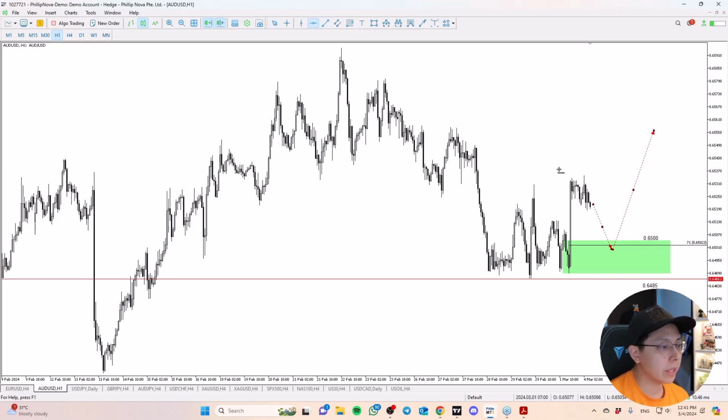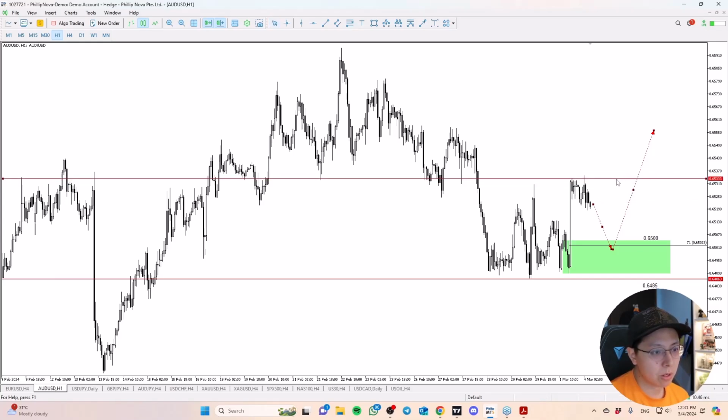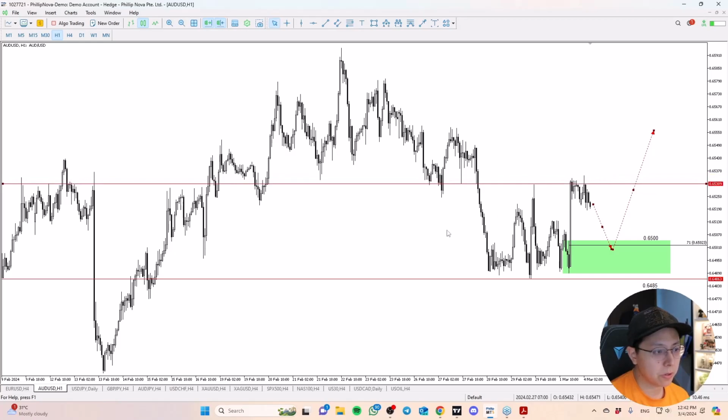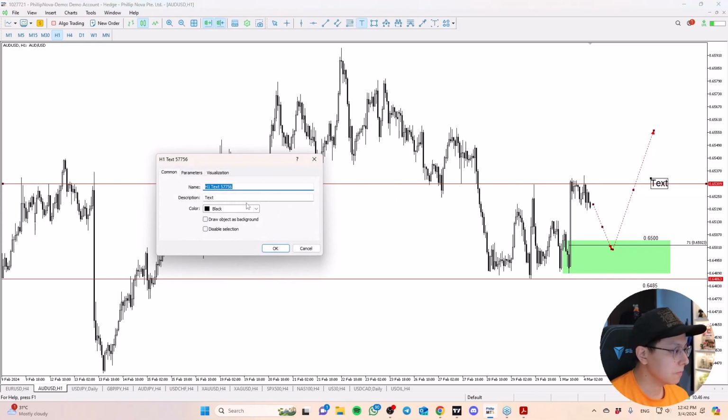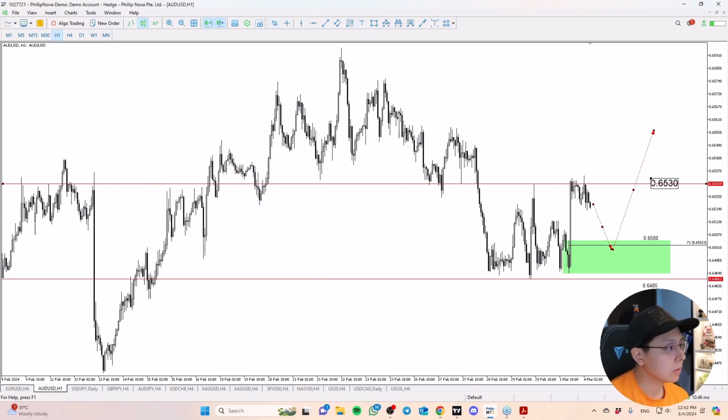And then the target, again, is just at the previous swing high. That will put you around 6530. I'll just round down a little bit. 6530 is somewhere here. Interesting, this take profit price is a little bit bigger in font size. But yeah, this is how the setup builds in.